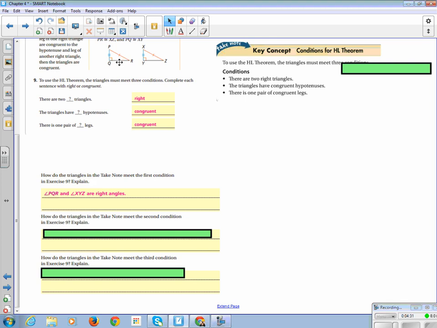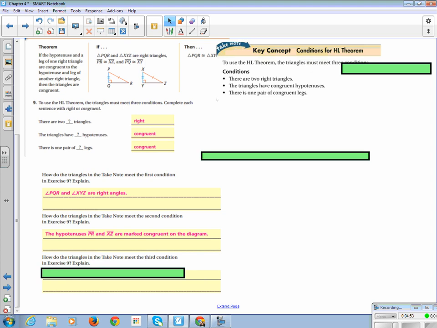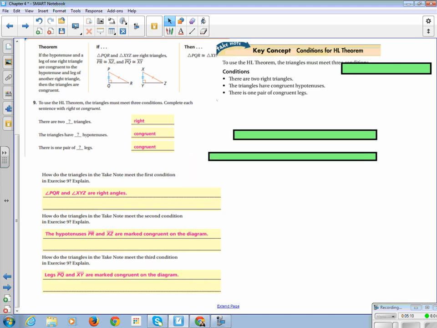Okay, it's actually this picture up here. So angle PQR and angle XYZ are right angles. In exercise 9, how do the triangles meet the second condition? They have congruent hypotenuses. Hypotenuses PR and XZ are marked congruent on the diagram. And then the third condition, one pair of congruent legs. In here it's PQ and XY that are marked congruent on the diagram.